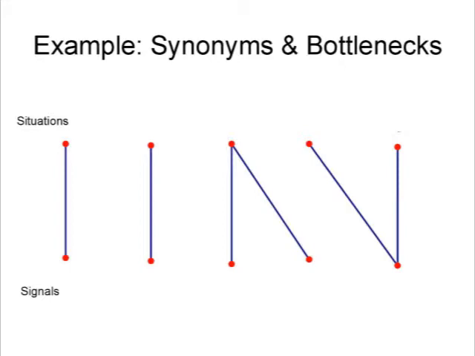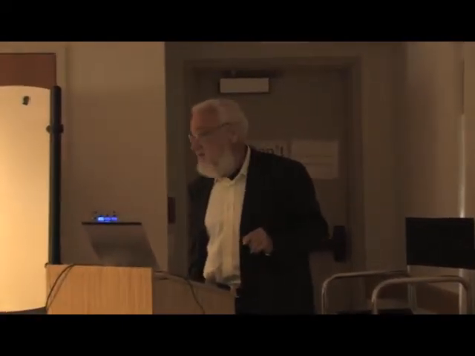But here's something else that satisfies property P. This exemplifies synonyms and bottlenecks. So you see the third situation over maps onto two signals, right? And just onto those. So those can be thought of as synonyms for that situation. And the fourth and fifth situations map onto one signal. So it's ambiguous between them. So we call that a bottleneck, right? So that's an information bottleneck. You might have bottlenecks imposed artificially if you don't have enough signals, right? But here, this bottleneck is just part of this equilibrium.